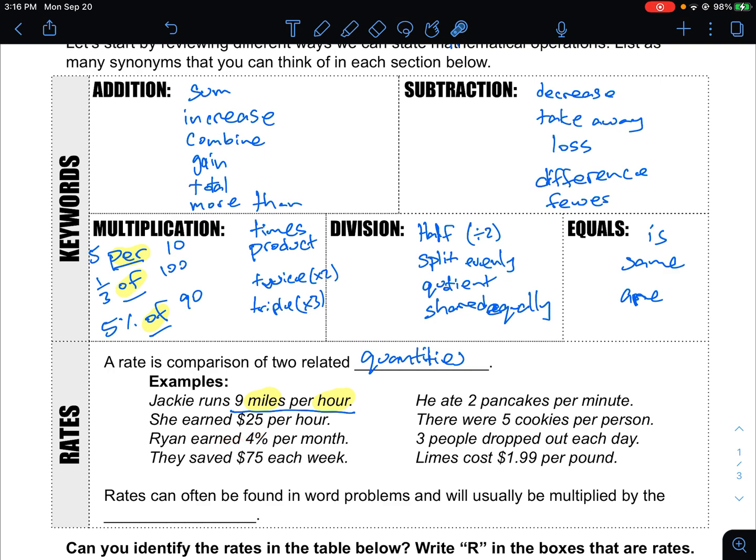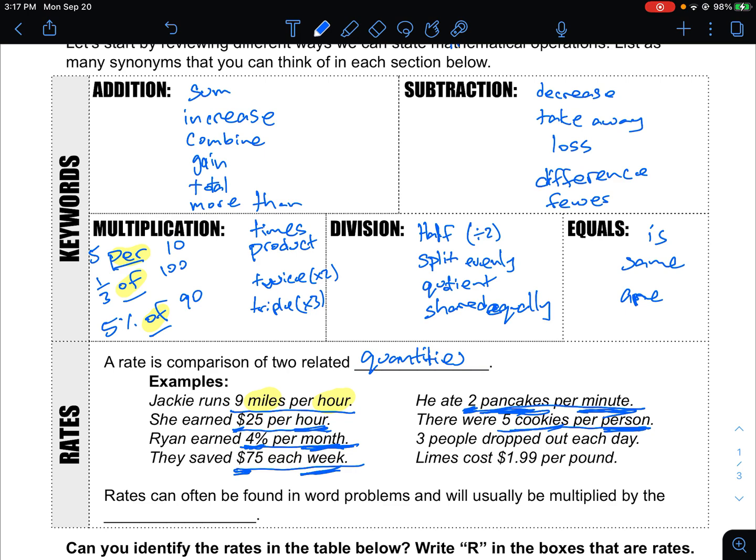She earned $25 per hour. Again, the rate, 25 per hour, a comparison of money and hour. Ryan earned 4% per month, a comparison of a percent and the month. They saved $75 each week, a comparison of money and weeks. He ate 2 pancakes per minute. 2 pancakes is one quantity. Per minute is the other quantity. There were 5 cookies per person. Again, comparing cookies and people.